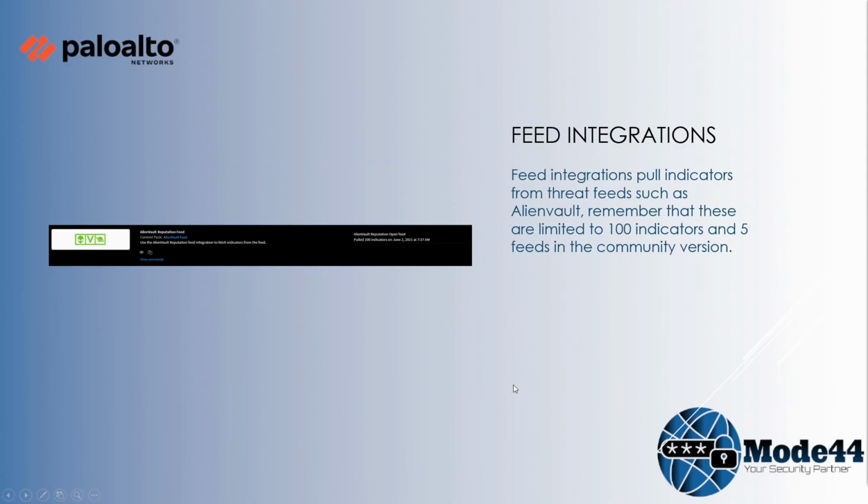Okay, so the feed integrations, that's what we're talking about, the AlienVault reputation feed. Feed integrations pull indicators from threat feeds, such as AlienVault. Of course, it is important to remember if you're on the community version that these are limited to 100 indicators and 5 feeds. That means the requirement to expire indicators is less, because you haven't got so many of them.